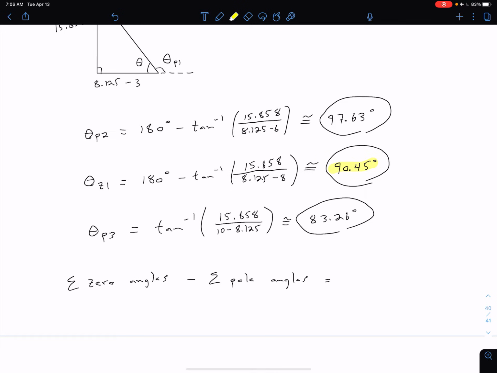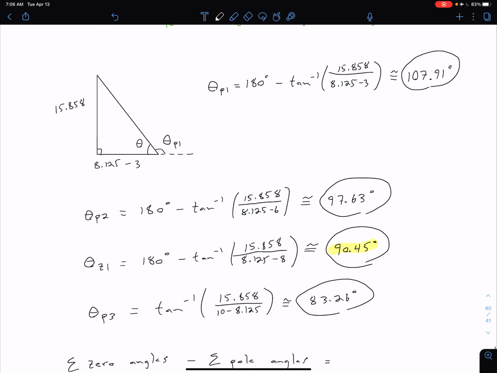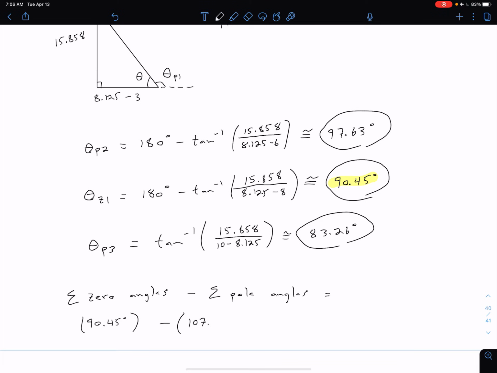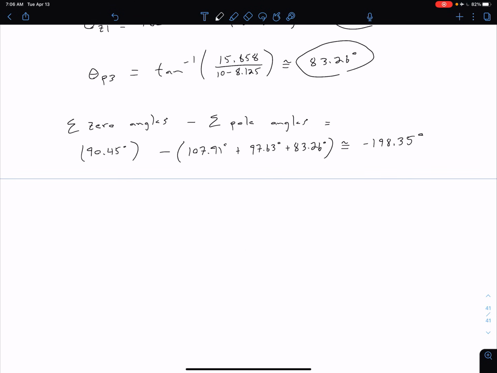So this is our only zero angle, so we're going to have 90.45. Let me write this out for clarity. We have 90.45 degrees, which is going to be subtracting 107.91 plus our 97.63 degrees plus our 83.26 degrees. If we plug all of that in, we see it's about negative 198.35 degrees. Obviously that's not an odd multiple of 180, so that means our point is not on the root locus.